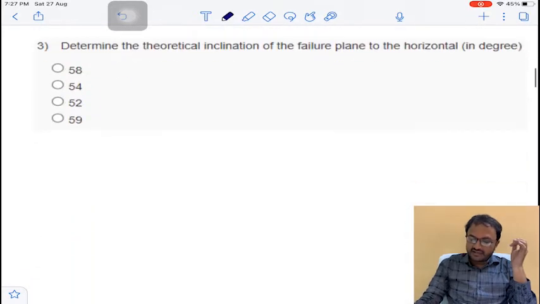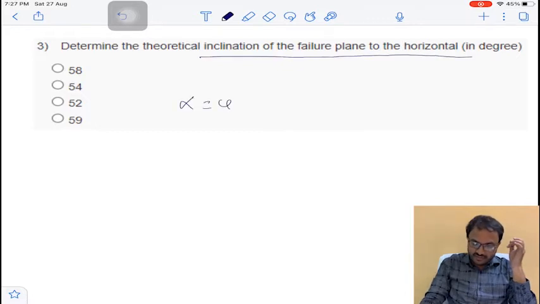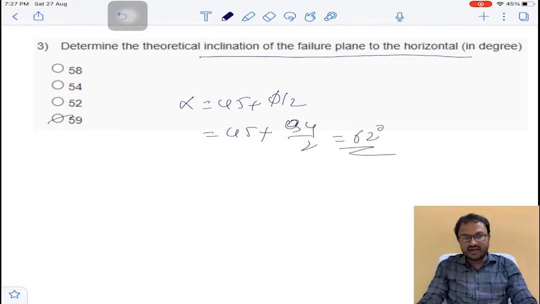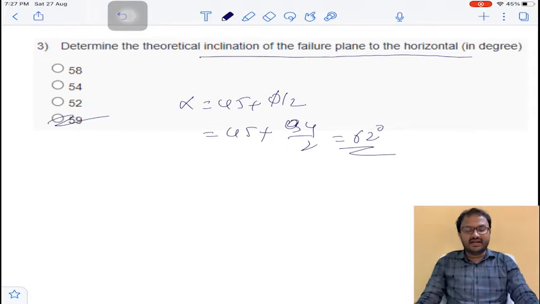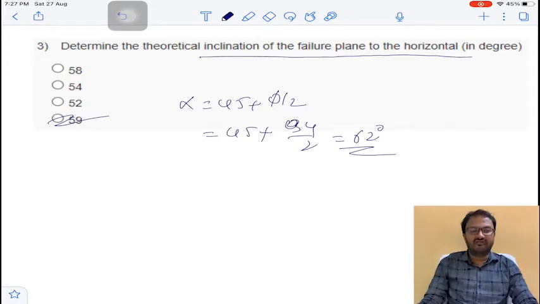Now determine the theoretical inclination of the failure plane to the horizontal. So generally alpha is equal to 45 plus phi by 2. So that is 45 is the inclination plus phi is 34 divided by 2. You will get it is 62. Nearest value is 59. Clear? So that is, the theoretical inclination of the failure plane is alpha.